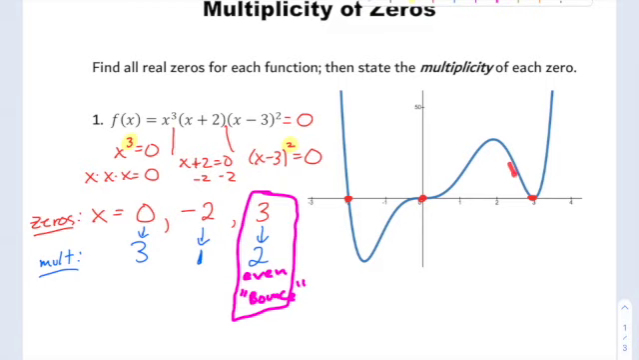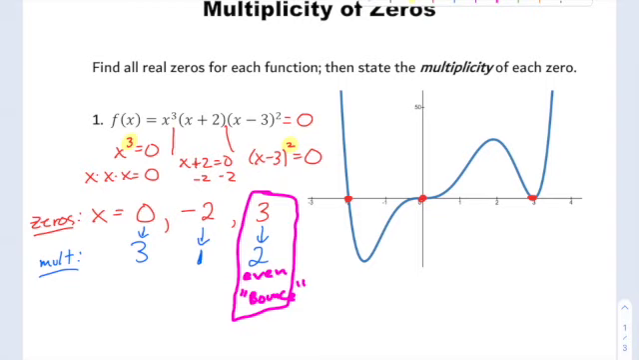And if you think about it, in that little brief window, in that little neighborhood, it's acting like an even degree polynomial. It's acting like a parabola, right? And so that would happen whether the multiplicity was 4 or 6 or etc.